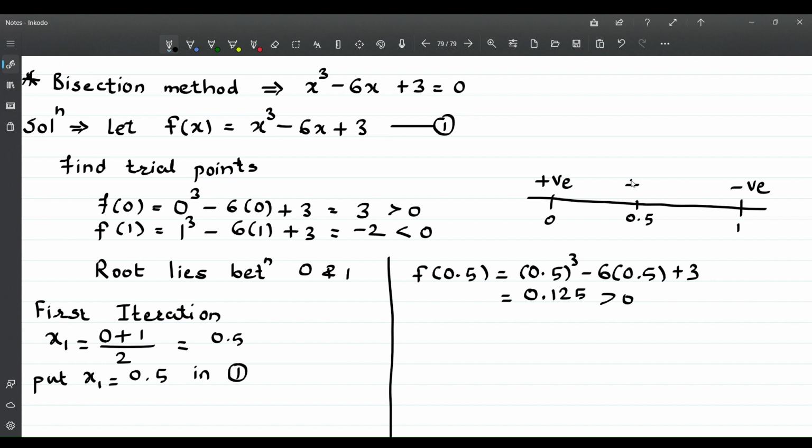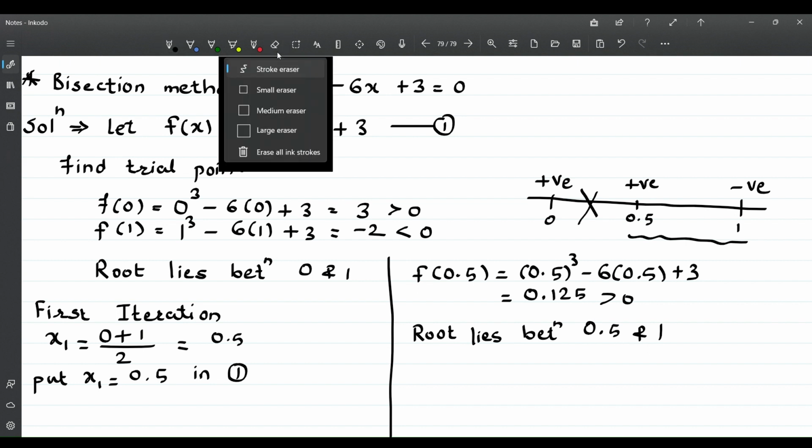So update this line: positive. Now this 0 is also positive and 0.5 is also positive, so this side will get cancelled. Then root lies between 0.5 and 1. So we'll write here: root lies between 0.5 and 1.